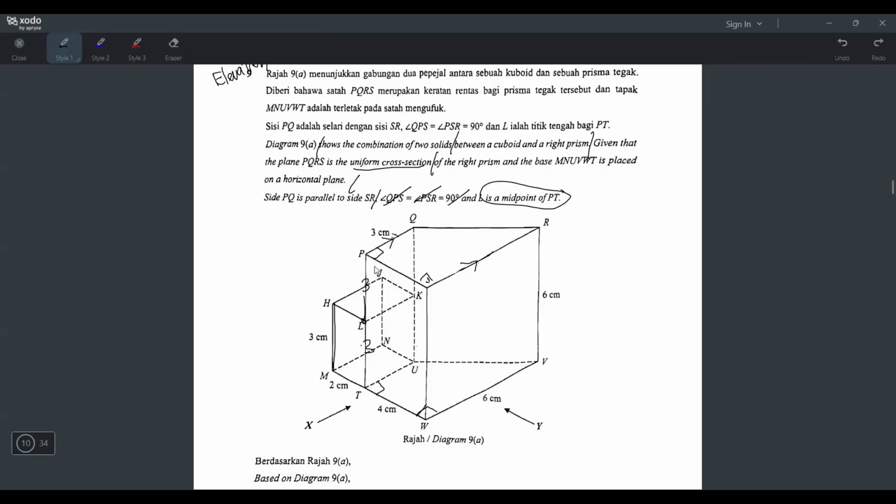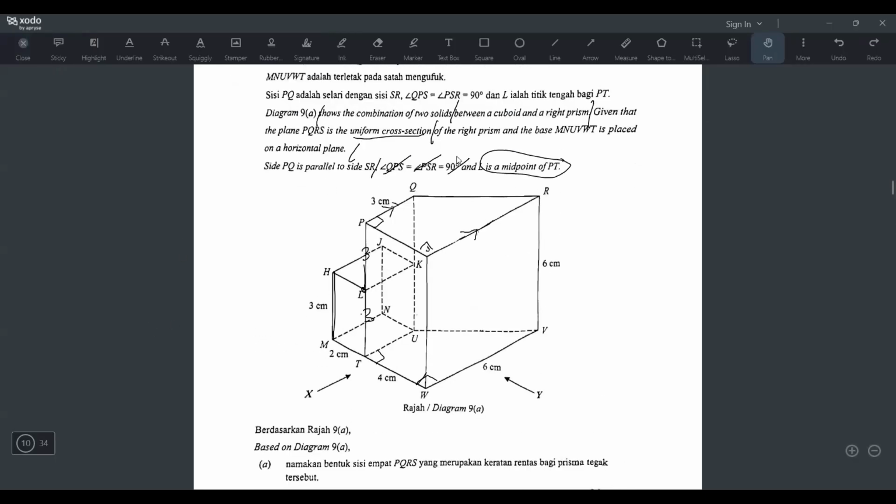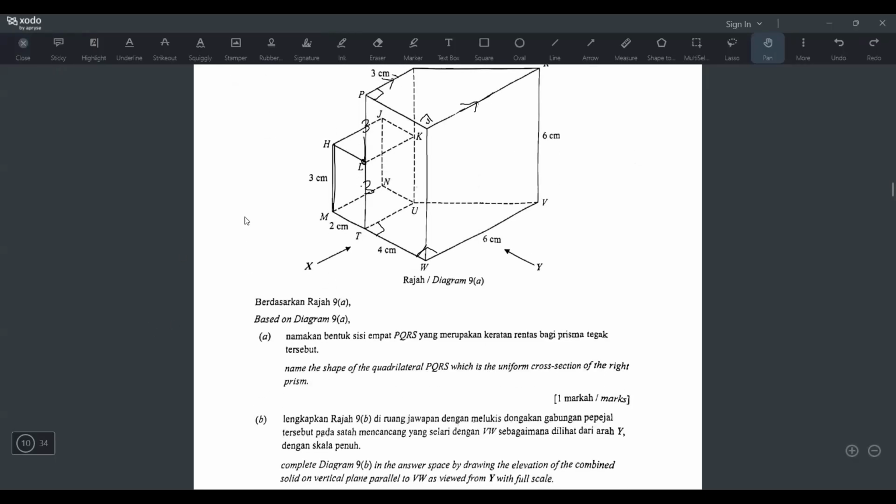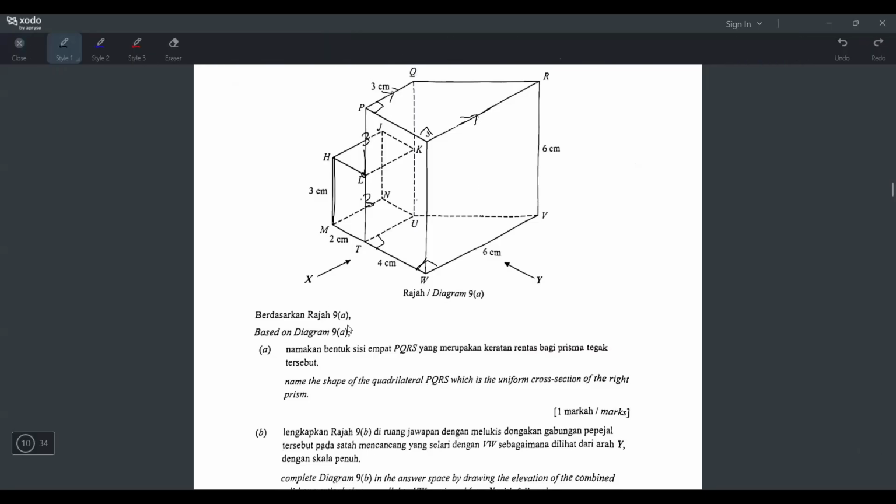Okay. So with that, now we can read down here already, because up here I already read everything. So now let's see what they want here. Based on diagram 9A, name the shape of quadrilateral PQRS which is the uniform cross section of the right prism. So what's the name of this shape? Trapezium, right? So it's the right trapezium. Okay, so that's the answer.